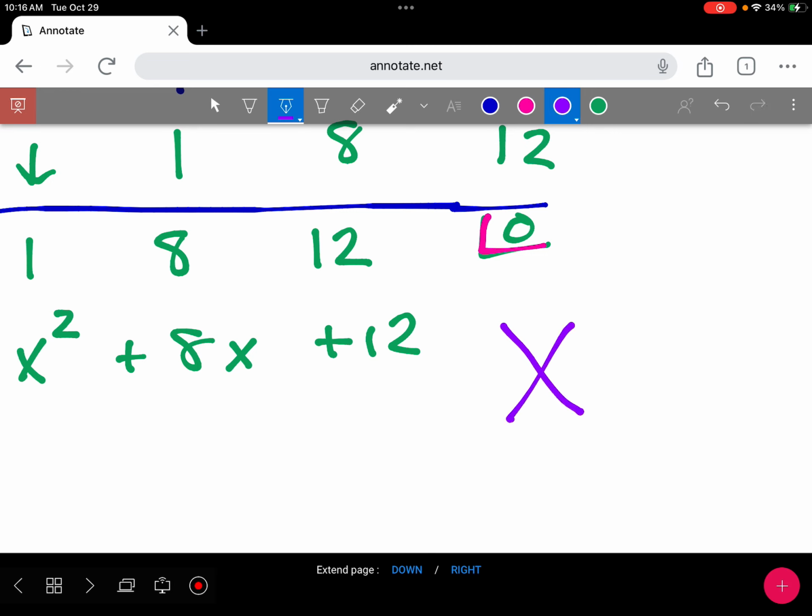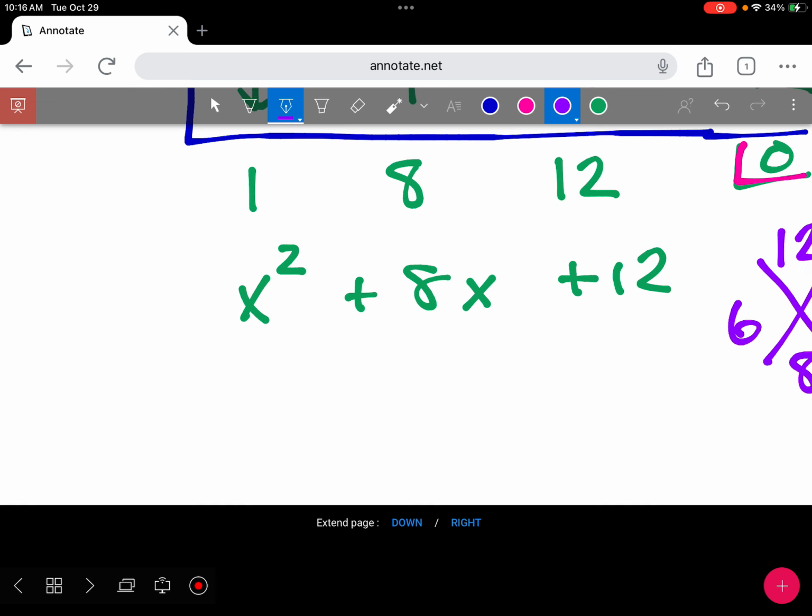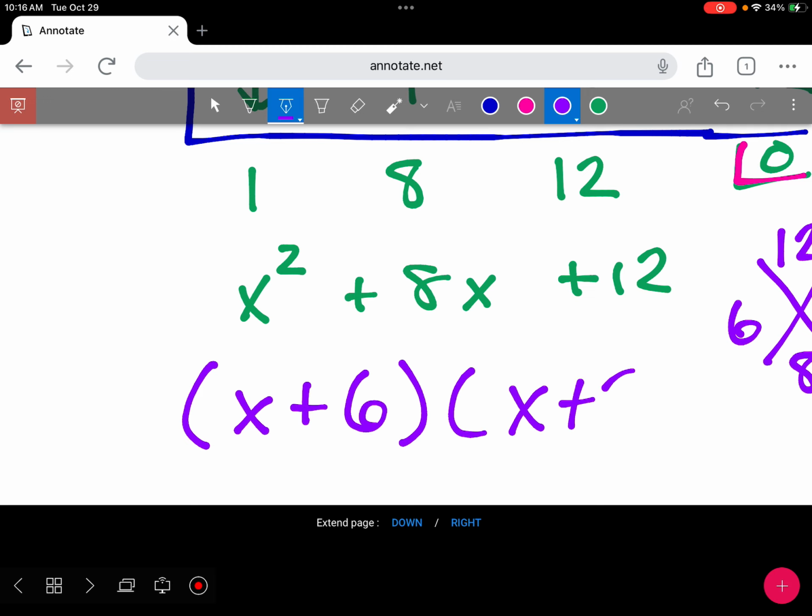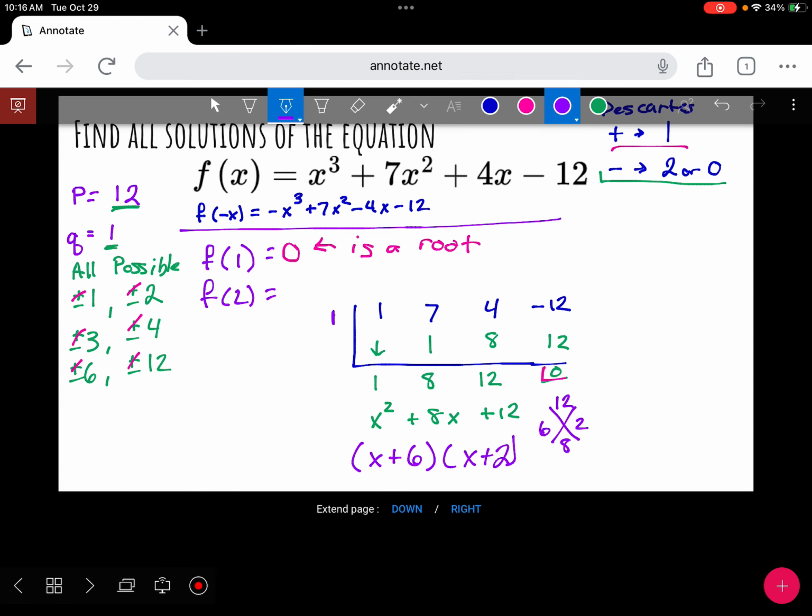So pair of numbers that multiplies to be 12 and adds to be 8: 6 and 2. So what are our factors? X plus 6, X plus 2. And negative 6 and negative 2. Yes. So what are all of our roots?